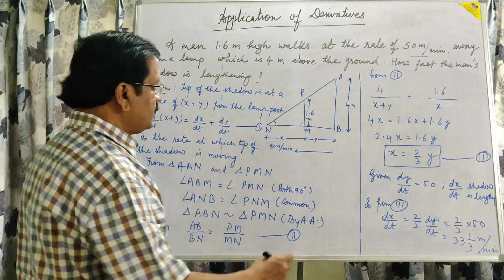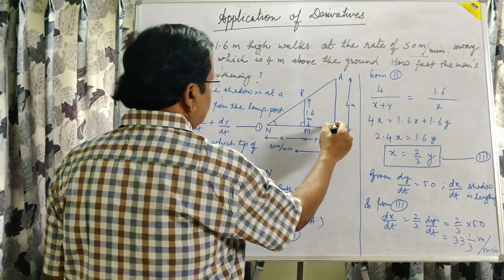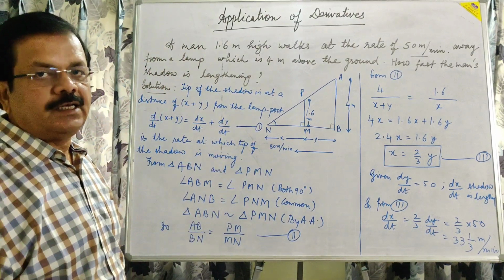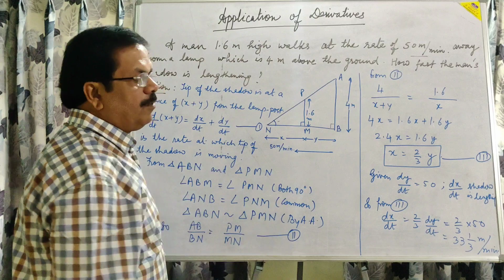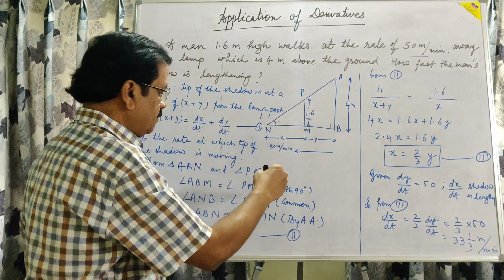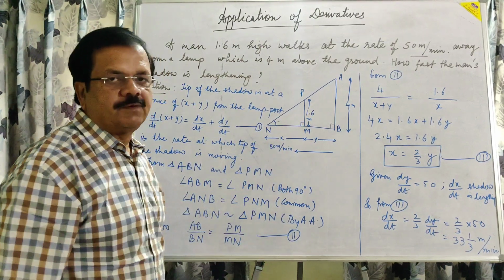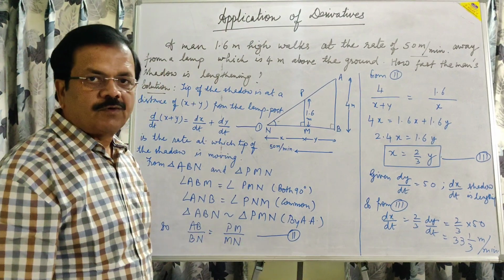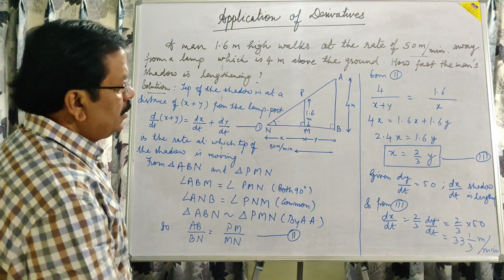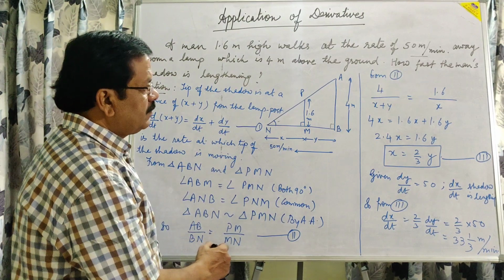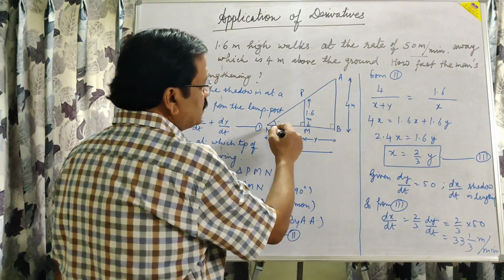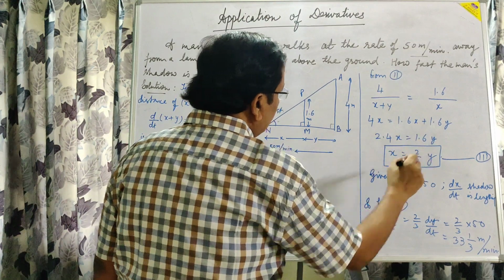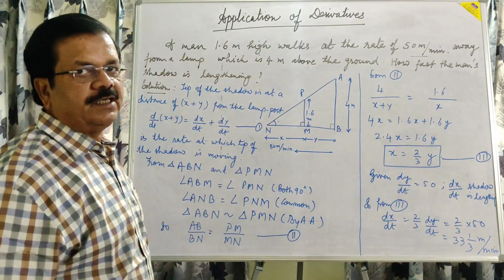From these two triangles, this angle and this angle are equal because both are 90 degrees, and this angle is common, so these two triangles are similar. If two triangles are similar, then the ratio of their corresponding sides will be equal. After substituting the values, we get 4 upon x plus y is equal to 1.6 upon x. By cross multiplication we get x is equal to 2 by 3 y.